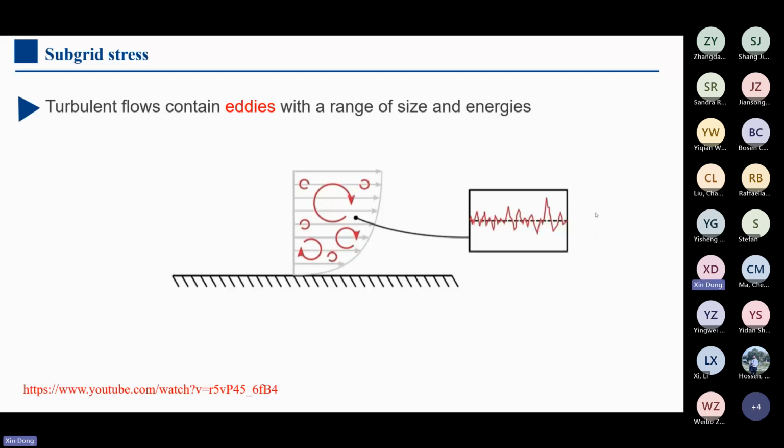And when doing large eddy simulation, or LES, we are going to resolve some of these eddies with the computational mesh. It is different from RANS calculation, where we don't resolve any of the eddies. So we need to resolve some of these eddies with our computation. And how do we do that?